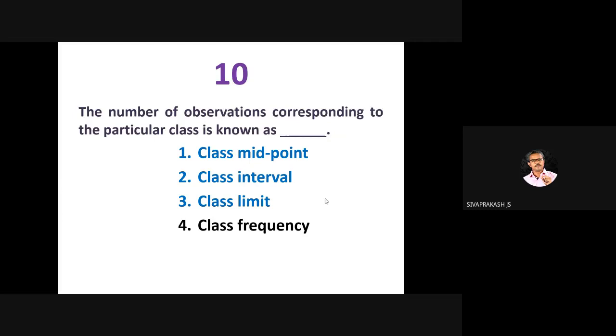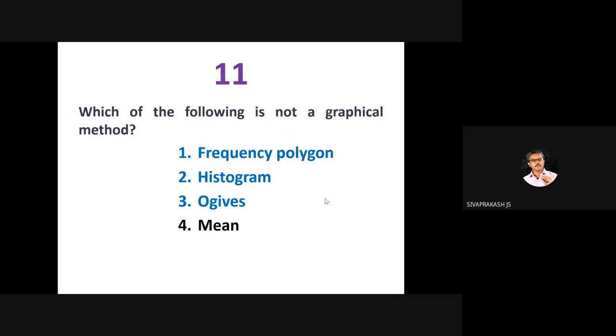Question number 10. The number of frequencies corresponding to the particular class. 10 to 20 corresponds to this particular class. The number of frequency is 5. So what do you call that? Frequency. That is the class frequency, the frequency of that particular class. So the answer is class frequency.